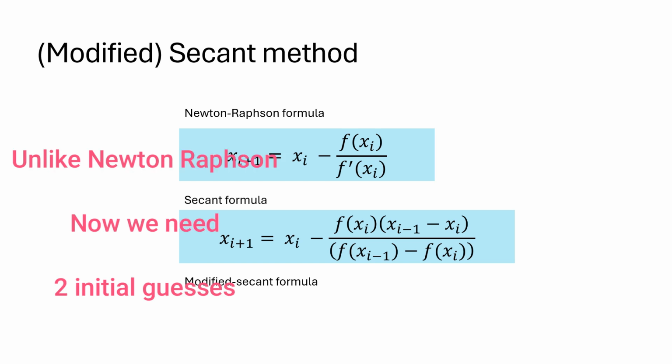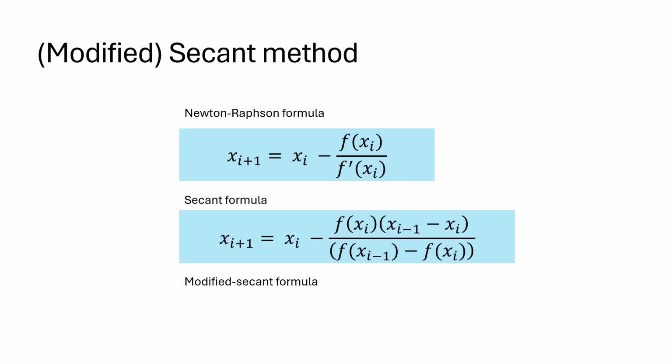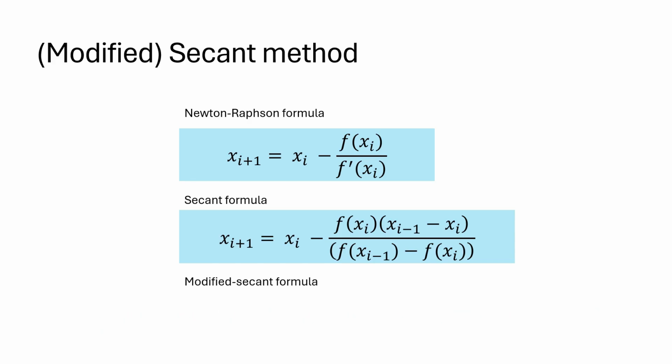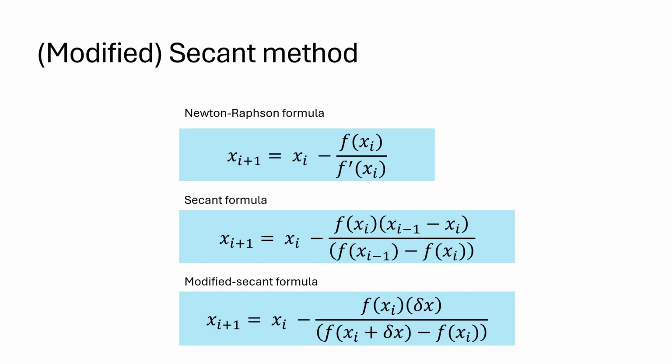As you can see, we now need to guess x at i minus 1 and x at i to compute the estimate at i plus 1. However, this is not a bracketing method since there is no sign change requirement for the function between these two guess values. We can further modify this to use an initial guess and a perturbation parameter. This leads to the modified secant formula.